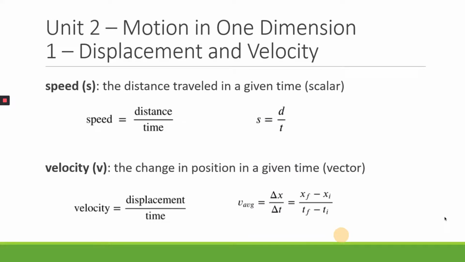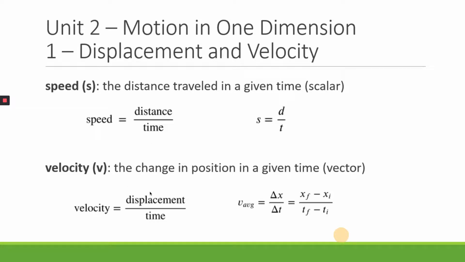Now we're getting into our next scalar vector set. So speed and velocity. So speed is distance divided by time. We know that distance is a scalar, so that means speed is going to be a scalar. Distance and time are scalars. They have no direction involved with them, so speed is a scalar as well.